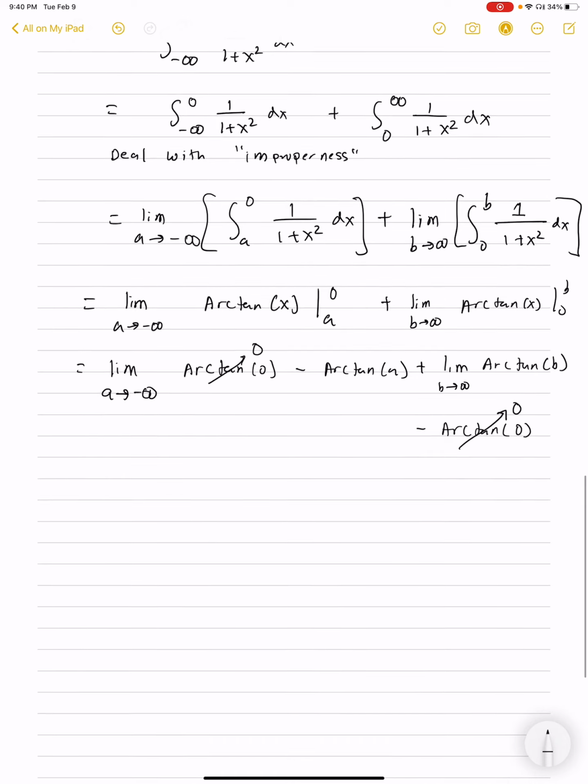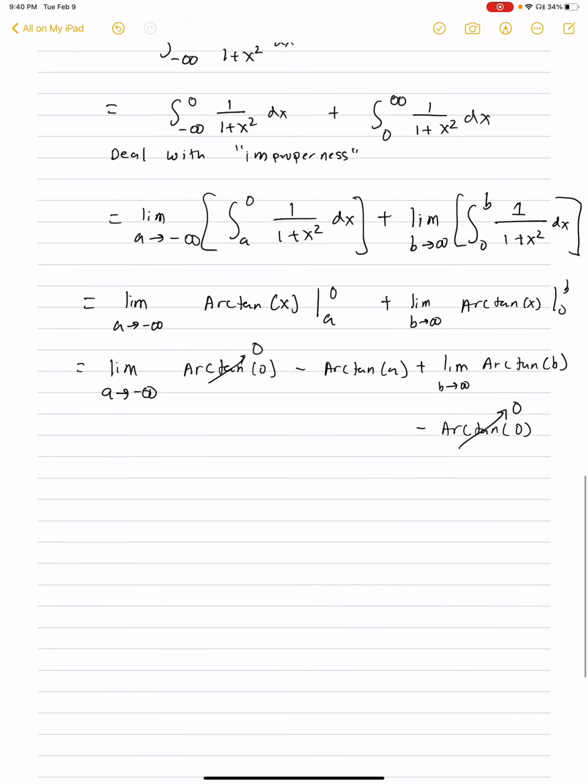Well, the limit of the arc tangent of a as a goes to minus infinity is going to be minus pi halves. So minus and minus pi halves plus the arc tangent of b as b goes to infinity is going to be positive pi halves. So this is going to limit to be pi. And since this is less than infinity, this is called convergent.